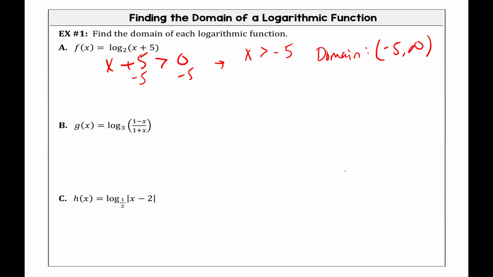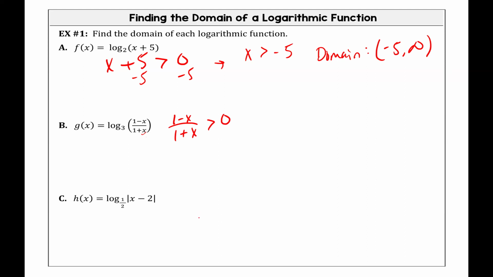All right. So next we have log base 3 of 1 minus x over 1 plus x. Okay. So again, inside my argument has to be greater than 0. It has to be positive. So 1 minus x over 1 plus x has to be greater than 0.